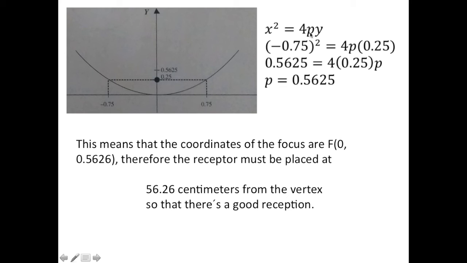You can substitute any of those 2 points in this equation. I substituted negative 0.75 and 0.25, and you get the value of p. You know that p is the distance that you should always have between the vertex and the focus. So this means that the coordinates of the focus would be (0, 0.5625) meters. Therefore, what that means is that the receptor should be placed at 56.25 centimeters from the vertex.